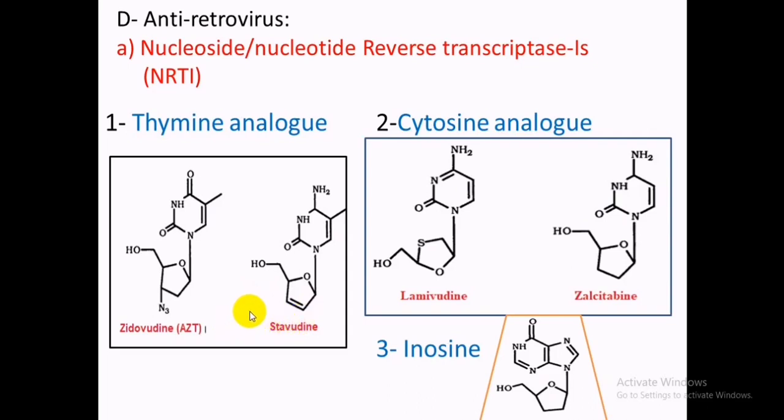Do not use stavudine with acid. Why? Because acid may reduce the phosphorylation of stavudine. This agent is used as a specific form, acting as anti-HIV-1 and HIV-2.